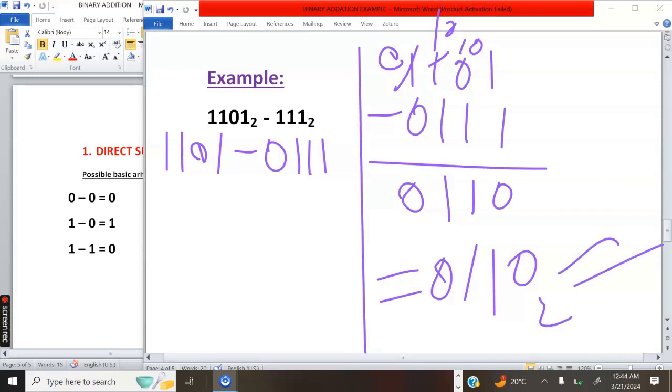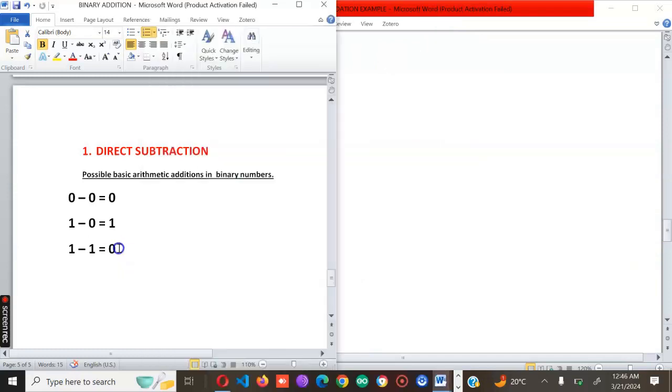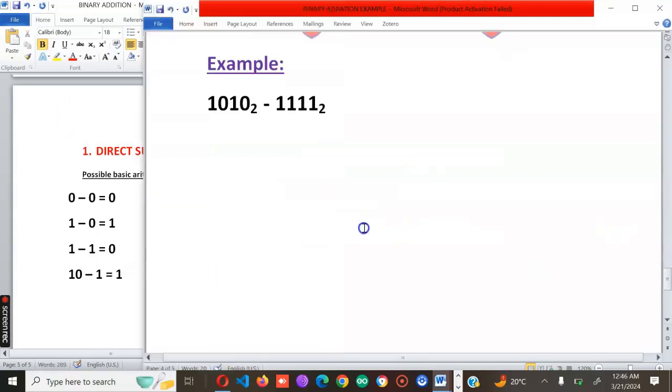Okay, maybe I need to add something here so that we don't get confused. So we have 1, 0 minus 1 is equal to 1. So you need to know that principle. Okay, let's move to our last number. That is 1, 0, 1, 0 minus 1, 1, 1.